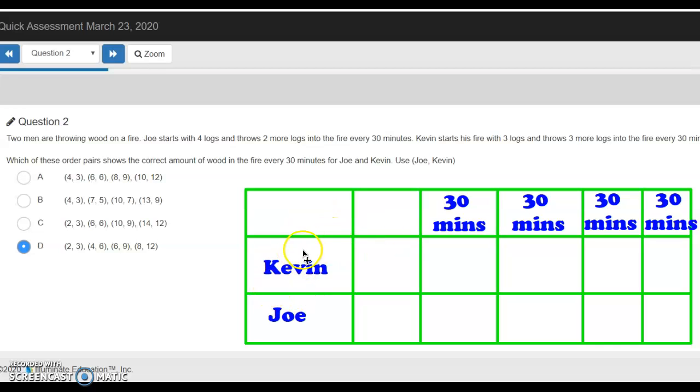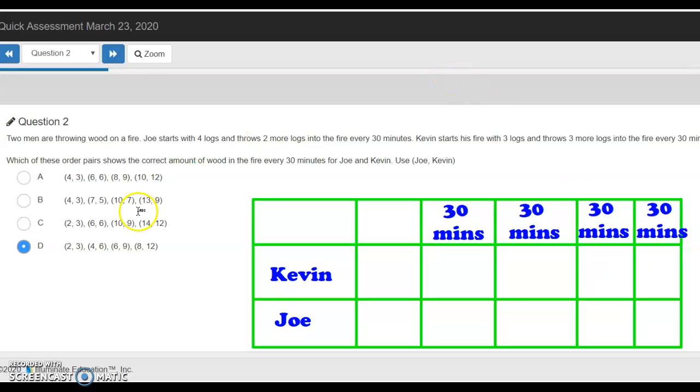I drew a chart, and I have Kevin and I have Joe. I'm going to use the data that the problem gives me and fill out my chart. If I go back, it says 2 men are throwing wood on a fire. Joe starts with 4 logs. So with Joe, I would make sure I started with 4.